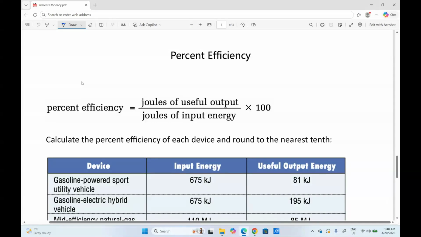Hi class, in this video we're going to be talking about how to calculate percent efficiency.